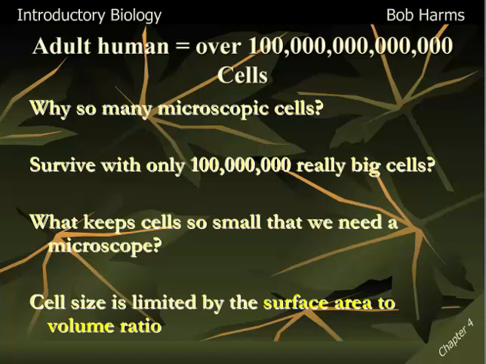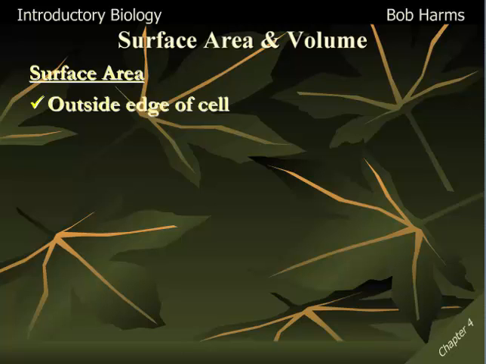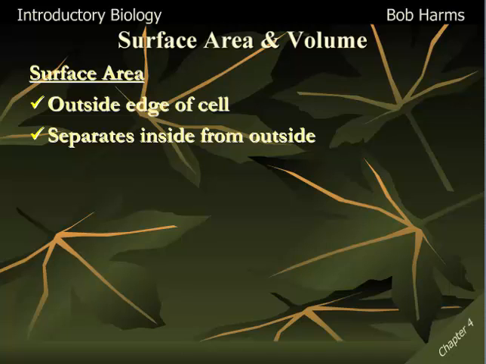As we look at cell size, it is going to be limited by this concept of surface area to volume ratio. So I want to take a look at, first of all, what the heck is surface area to volume, and then more importantly, how would that limit the size a cell may grow? If we take a quick look at a cell, the surface area is simply the part of the cell that comes in contact with the outside world. We can think of it as that outside edge of the cell. Again, it's going to separate inside from outside. Certainly cell membranes are going to form this surface area that's going to allow contact with the outside world.